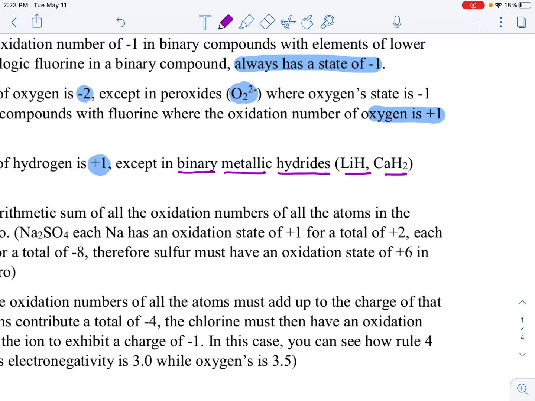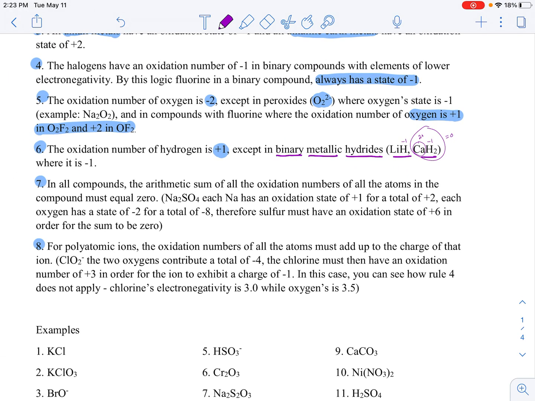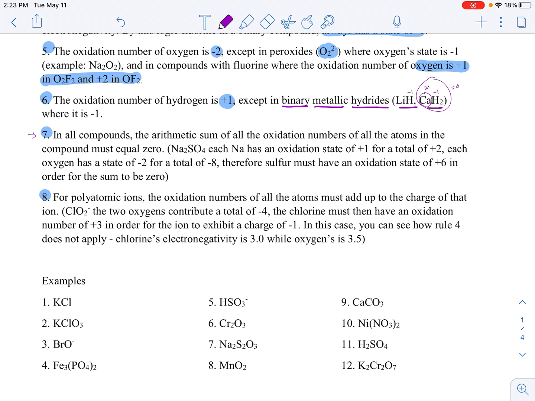And if we look at that a little bit closer, you can see that this would be -1 and -1 because calcium has a +2 charge here, and I need my overall oxidation number to equal 0. That'll make sense in a minute. Oh, here's that minute right here, number 7. In all compounds, the arithmetic sum of all oxidation numbers of all the atoms in compounds must equal 0. So when you add them all up, they equal 0.